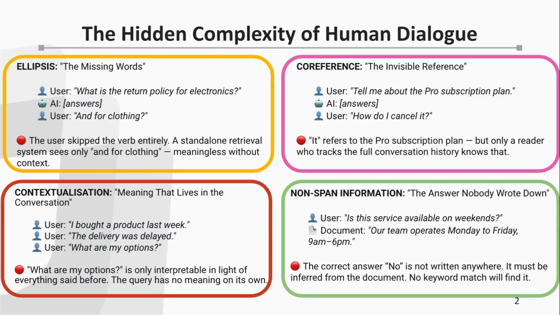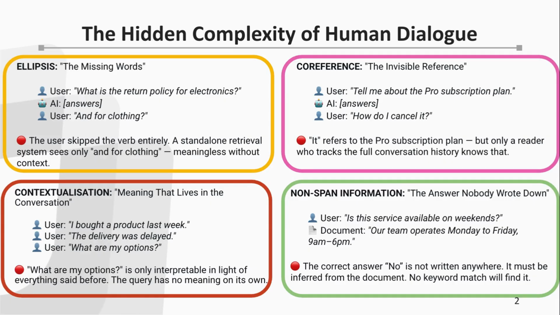The second is co-reference, when a user refers back to something mentioned earlier using pronouns or shorthand like it, that, or the plan. The system has to track what those references point to across the entire conversation history. The third challenge is contextualization, where the meaning of a query is entirely dependent on the surrounding dialogue. What are my options could mean almost anything. Its interpretation is constructed from the full conversational context, not from the words themselves.